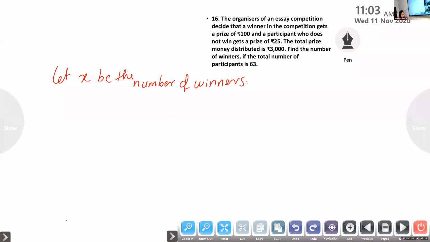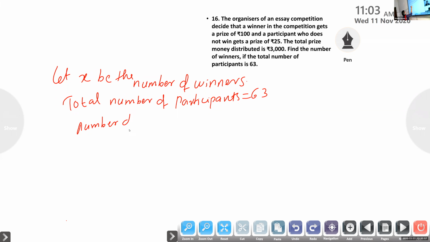Let x be the number of winners. Then the total number of participants is equal to 63. So what is the number of participants who are not winners? The number of non-winners is equal to 63 minus x.